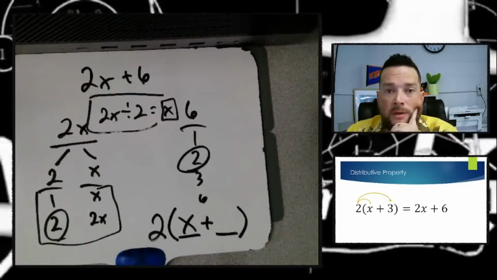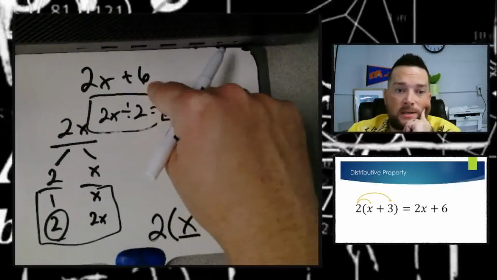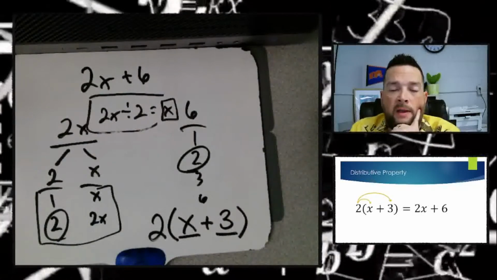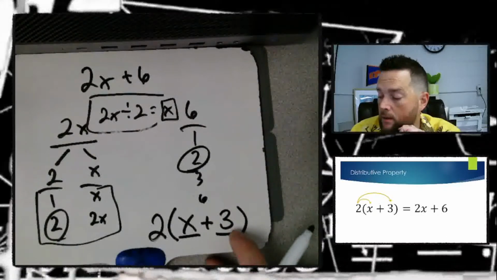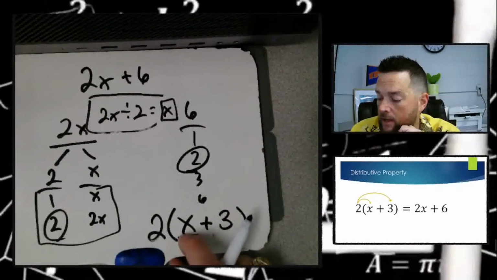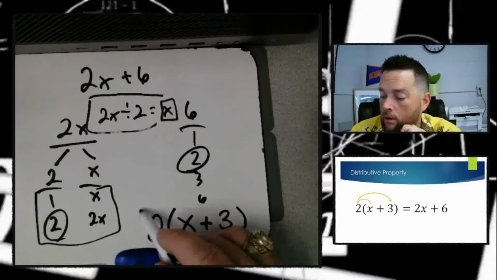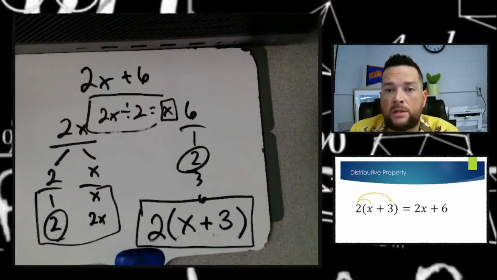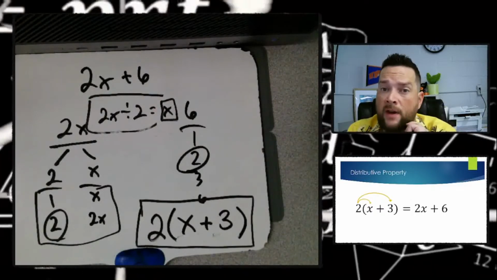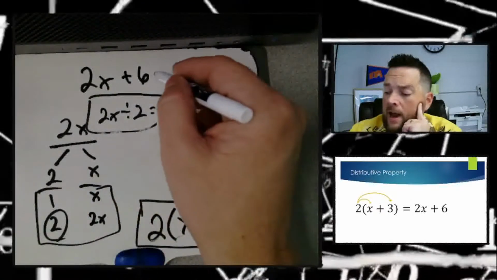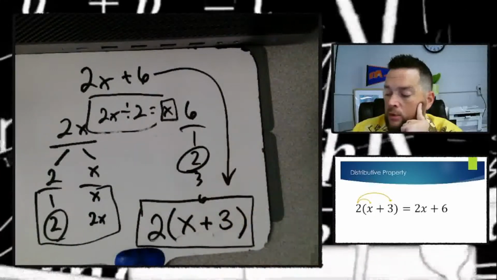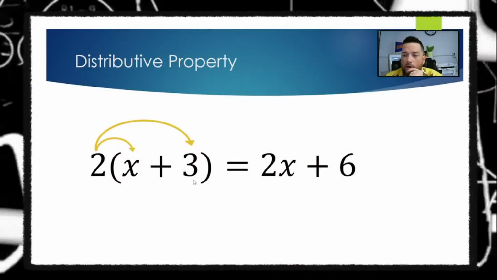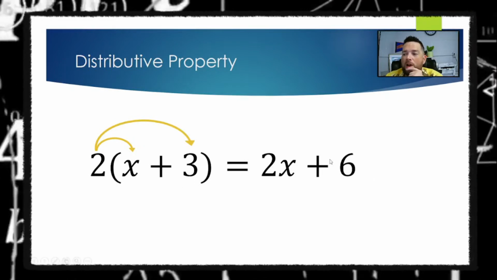That's the first one. Then we're going to take the 6, divide it by 2, and put that number in the other space. 6 divided by 2 is 3. There's our empty spaces filled in. When we did the backwards distributive property, also known as factoring linear expressions, we got 2 times x plus 3, which makes sense because that was our original problem. All right? Let's try another one, though.